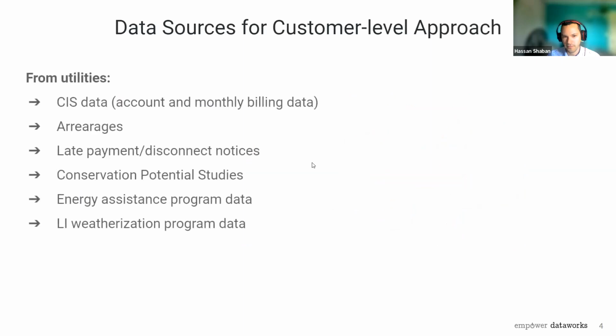If you're doing it the customer level way, from the utilities, usually you will get, like I mentioned, the customer information system data. So this is monthly billing data going back for 2 or 3 years. Information about arrearages, late payments, program participation. So which customers have participated in which programs and how much in benefits did they receive.